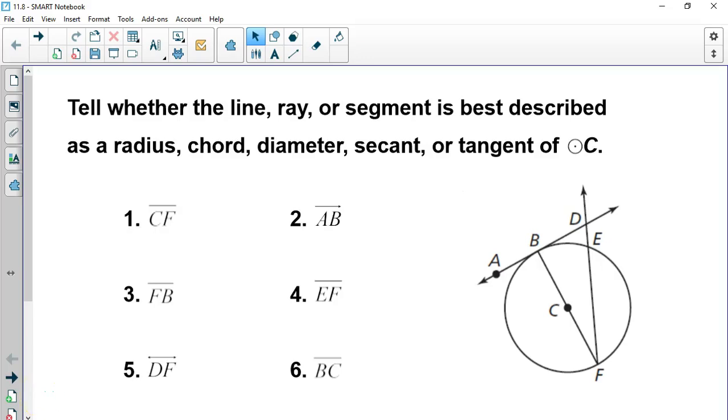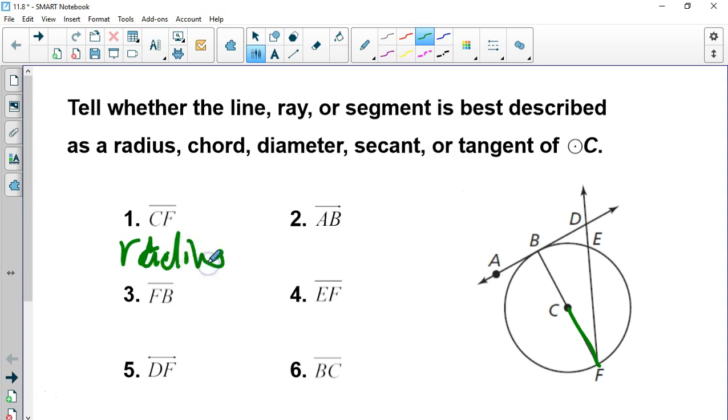All right, a little review on vocabulary. CF. Where's CF? Well, CF right here, center to the outside of the circle. That would be a radius. AB. Now notice very carefully, it's AB this way. Okay, so AB going this direction, one direction only. That would be a ray.